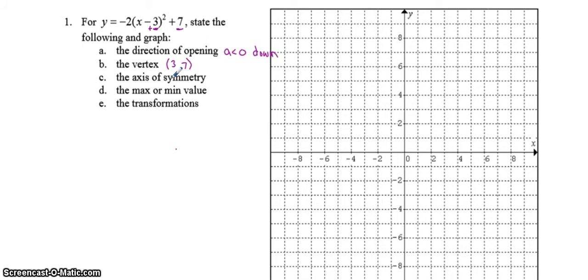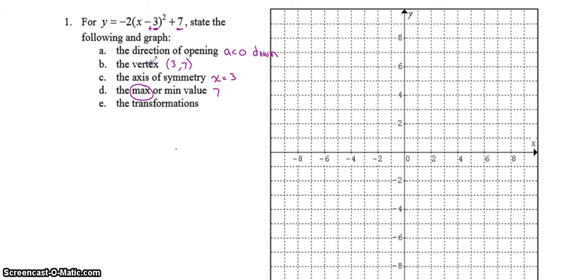The axis of symmetry is the imaginary vertical line which goes through the vertex, and it goes through the x-coordinate of the vertex. You will need to write down its equation, and the equation of a vertical line is x equals, and it's equal to whatever the x-coordinate is equal to. The max or the min value is the y value of the vertex. So because this parabola opens down, we have a maximum value, and the maximum value would occur at 7.